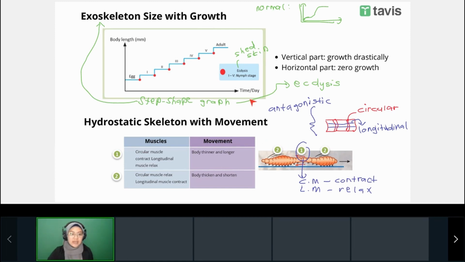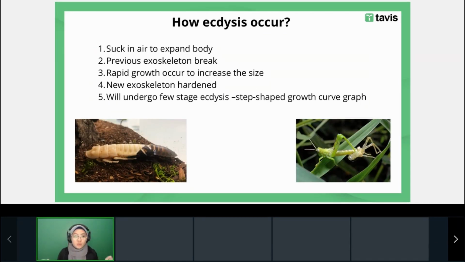Now let's go to ecdysis, the reason why the graph of the exoskeleton animal becomes step-up shaped. Why, teacher? I don't even know. The maximum ecdysis stage must be 5. The first stage is egg, then 2, 3, 4, 5, until it becomes mature, an adult. The maximum for an exoskeleton animal is 5 stages of ecdysis.